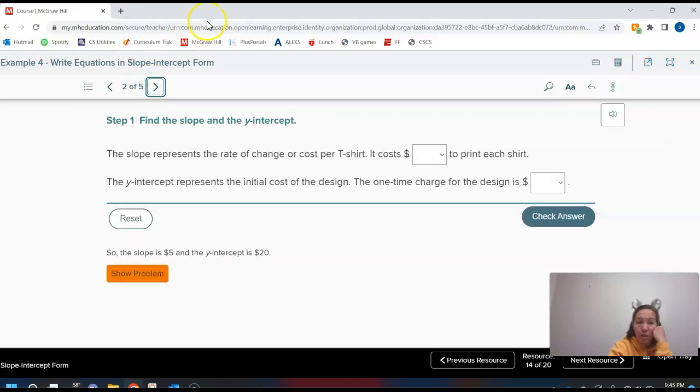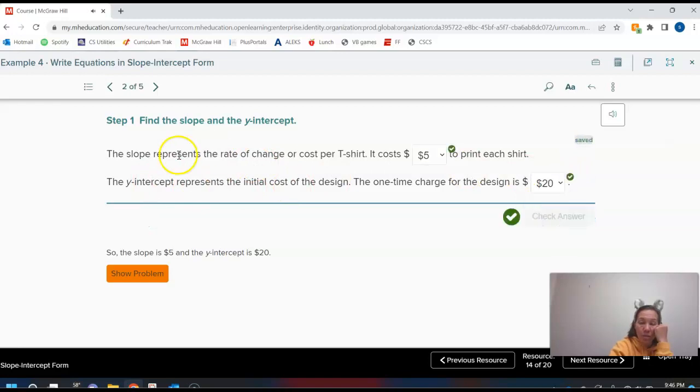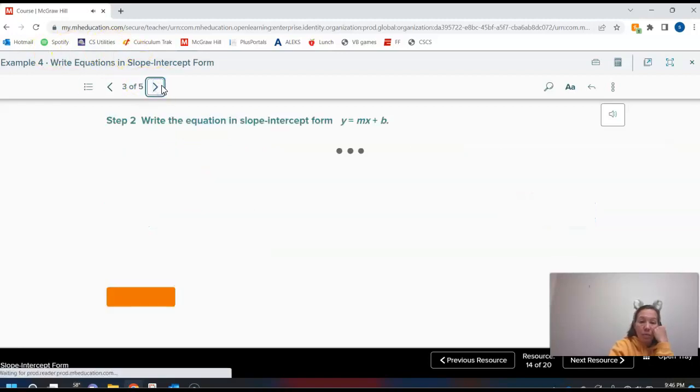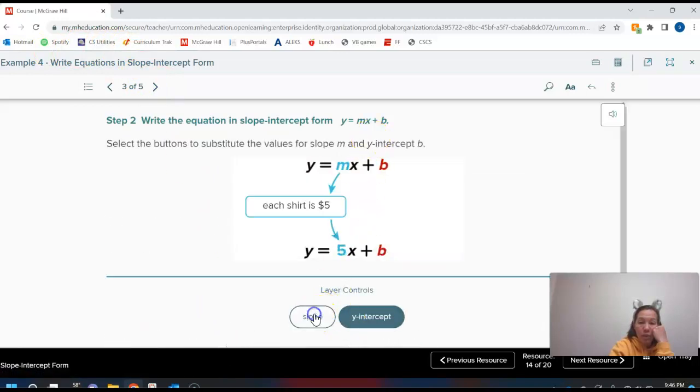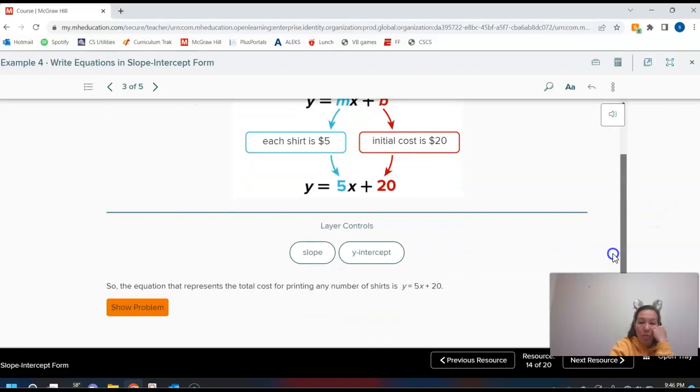Well, again, slope is the rate of change, or our unit rate, kind of like a unit rate, but it's not quite a proportional relationship, but the cost for one t-shirt. So it costs $5 to print each shirt. So that's going to be our slope, because for each shirt we're going to pay $5. But we also have our initial cost. So the one-time charge for the design is $20. And then if we plug in 5 for the slope and 20 for the y-intercept, then we get y equals 5x plus 20.